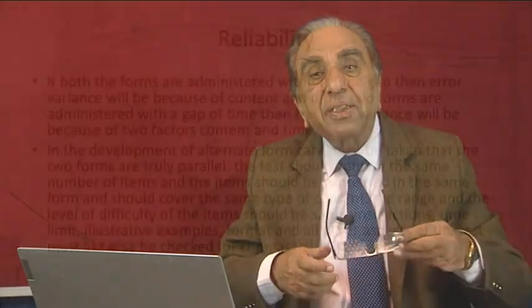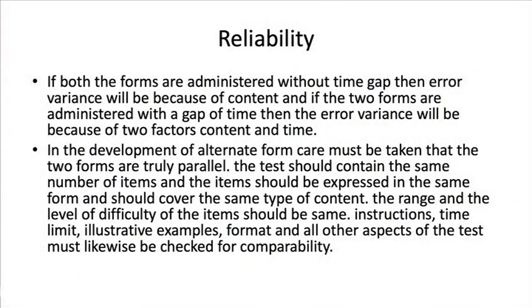So if you are doing immediate administration, a single administration, the error will be because of the content. And if you are doing the delayed form, not immediate, then the error will be because of the content and the time factor. Now it depends on you whether you want to do immediate administration or delayed. That is why I have written: if both the forms are administered without a time gap, then error variance will be because of the content, and if the two forms are administered with a gap of time, then the error variance will be because of the two factors, content and the time.